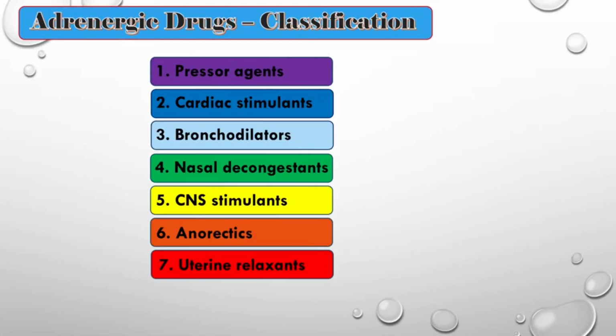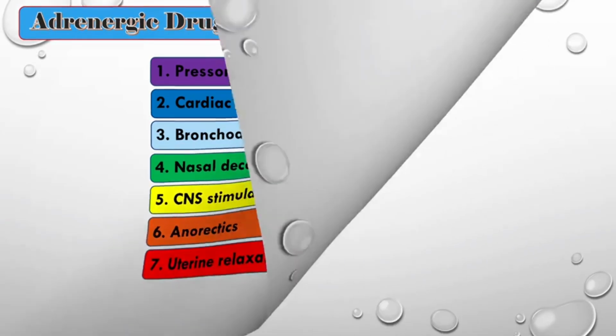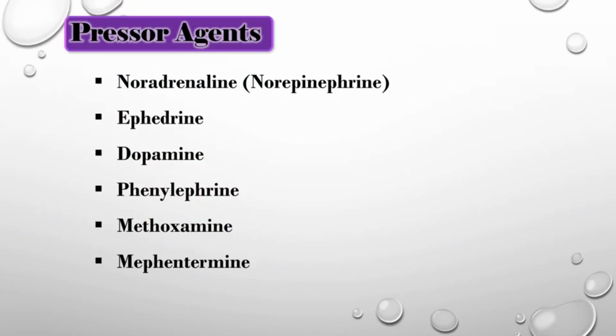Next, adrenergic drugs classification. Adrenergic drugs are classified into pressure agents, cardiac stimulants, bronchodilators, nasal decongestants, CNS stimulants, anorectics, uterine relaxants. Next, come to the point, pressure agents. These drugs increase blood pressure. Examples include noradrenaline, which is also called norepinephrine, epinephrine, dopamine, phenylephrine, methoxamine, mephentermine.